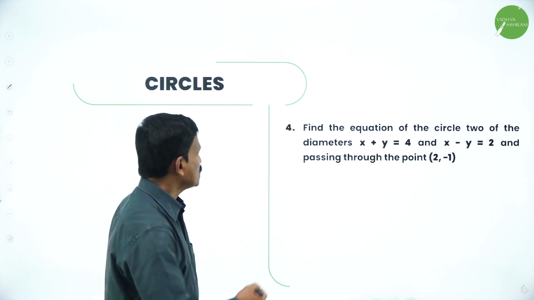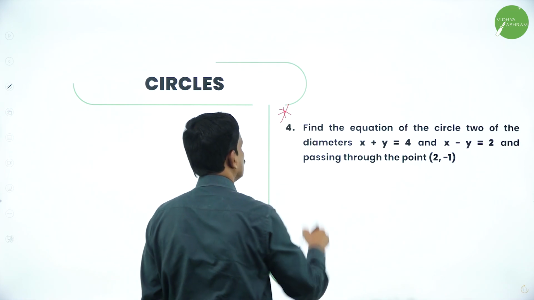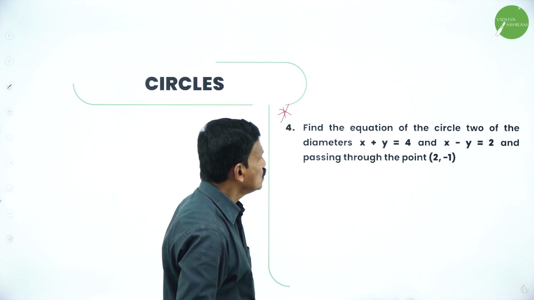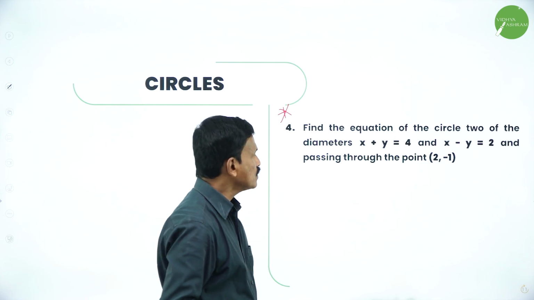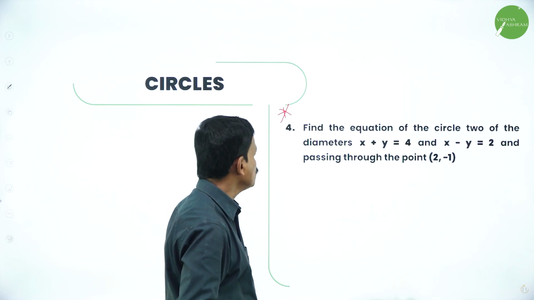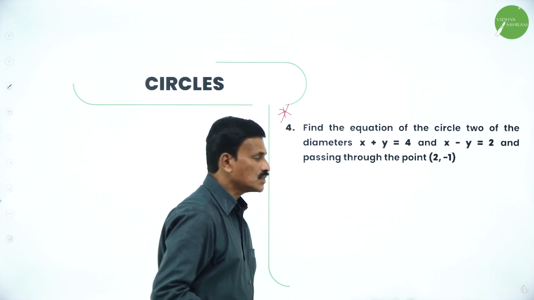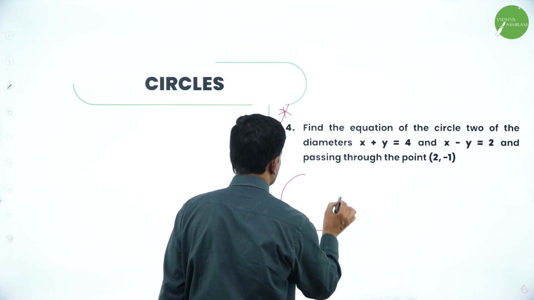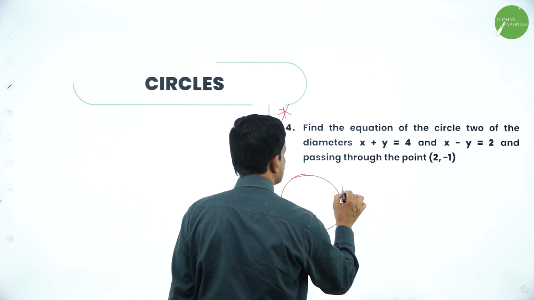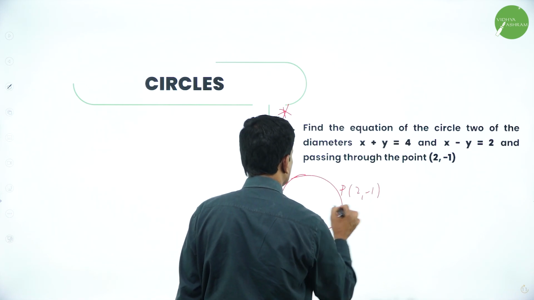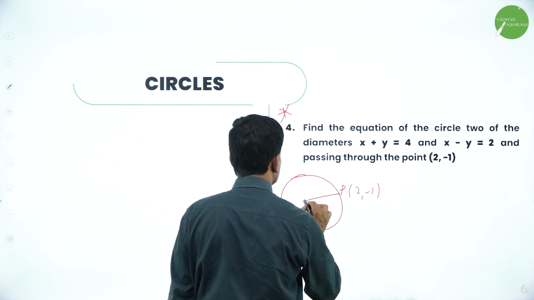Now this is also an important problem. Find the equation of a circle, two of whose diameters are x plus y is equal to 4 and x minus y is equal to 2, and passing through the point (2, minus 1). So we have to find the equation of a circle. This circle passes through the point P (2, minus 1), and the center is to be determined.